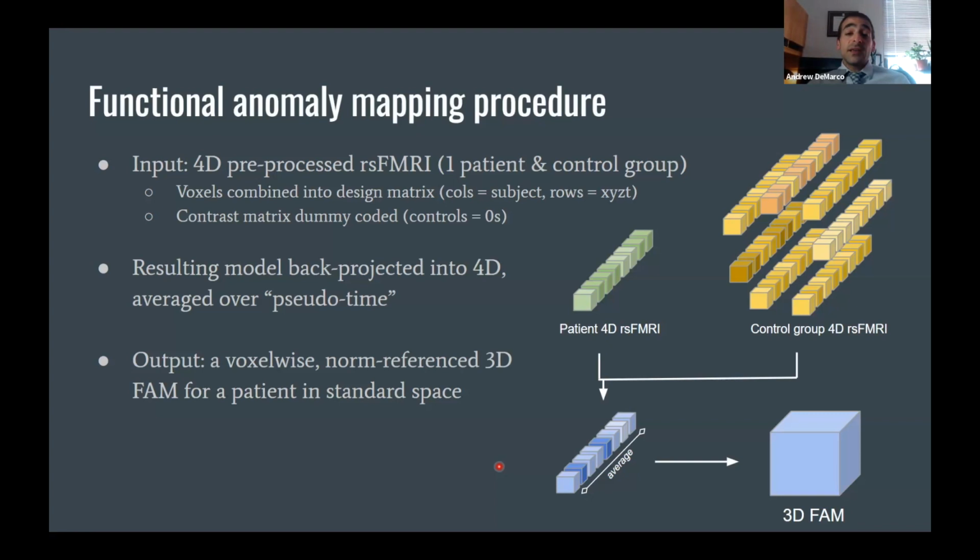And then we're going to do that same procedure for some number of control subjects. And we're going to concatenate all of that into a big matrix where each of the columns is one of the subjects, and each of the rows is one of the voxel values. The data is all in a standard space, but it's 4-dimensional still, and the nuisance regressors have been taken out. And then we're going to compute a contrast matrix with dummy coding to try to separate out the patterns visible in the patient relative to the controls.